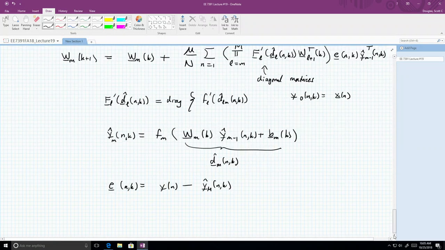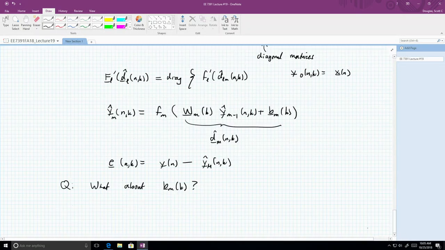But I know you're saying, wait a second, what about Bm of k? We have to update the bias weights too, right? The bias weights have to be updated. Well, it turns out that the answer for that's pretty straightforward. The bias weights are basically like inputs with an input value of 1, right? So we can think of the value that we're using for x as the input as just 1.